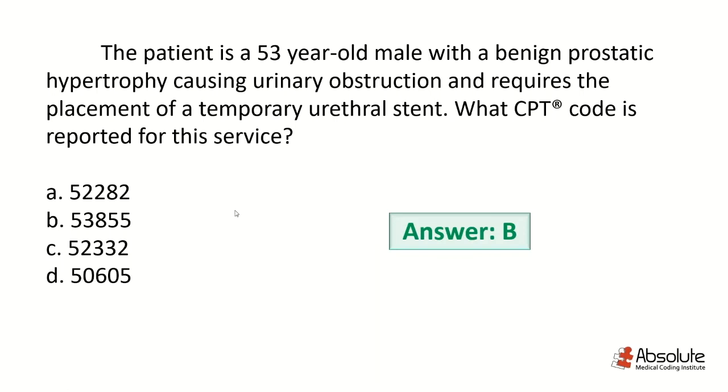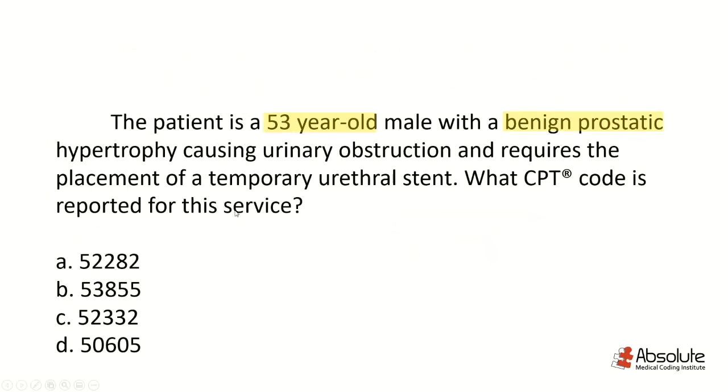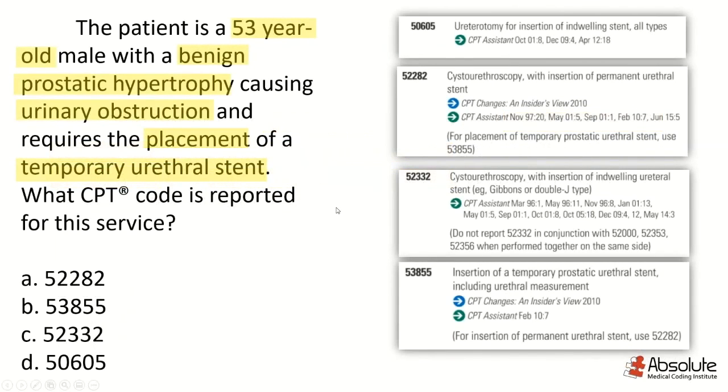Let's do it. Yes, it was indeed B, and you guys got there really quickly, and you did an outstanding job. So this 53-year-old male has benign prostatic hypertrophy with urinary obstruction. That's what this hypertrophy is doing. They are going to place a temporary urethral stent. So for 50605, this is a urethrotomy for insertion of an indwelling stent. No, we didn't have any of that going on. They're having placement of a temporary stent, not indwelling.